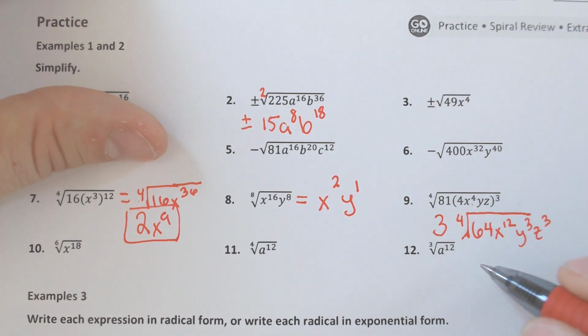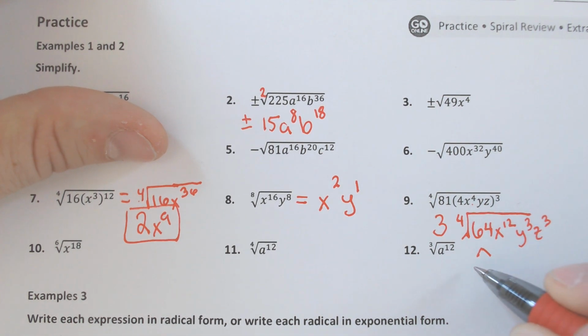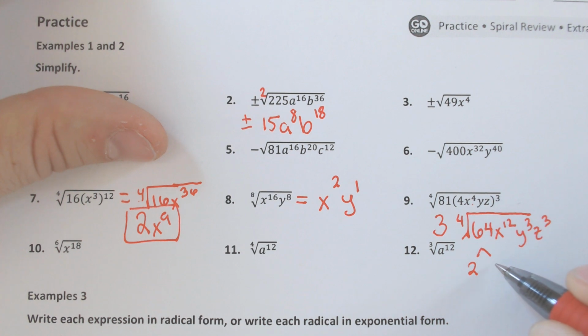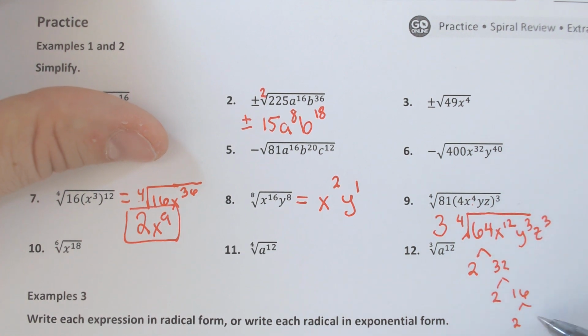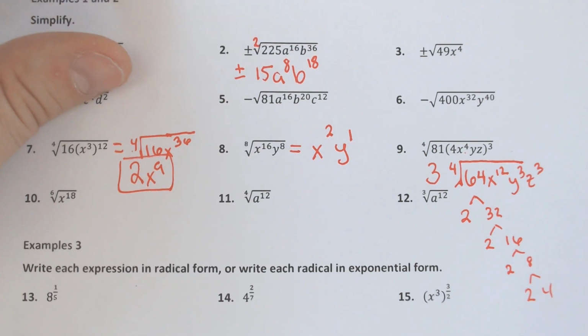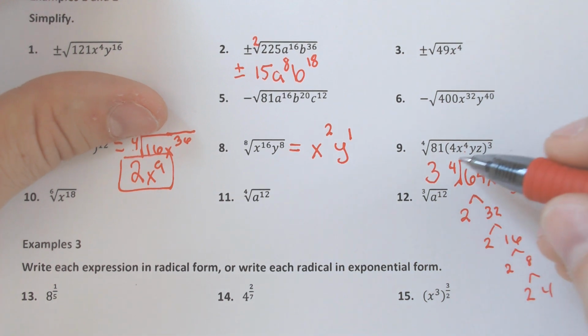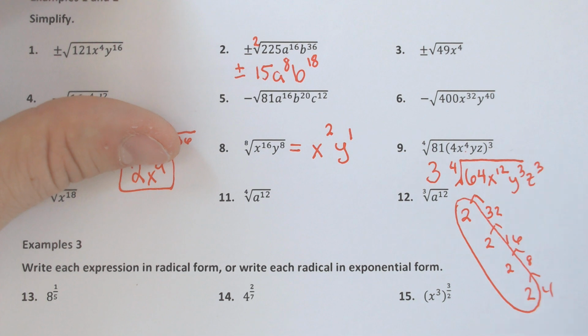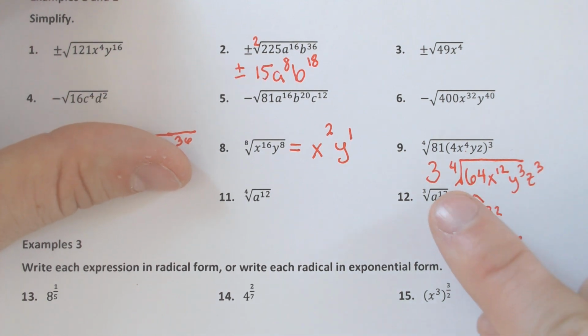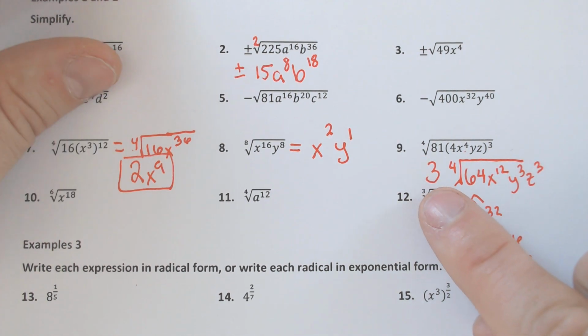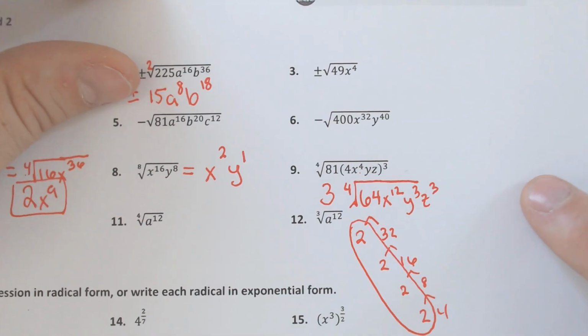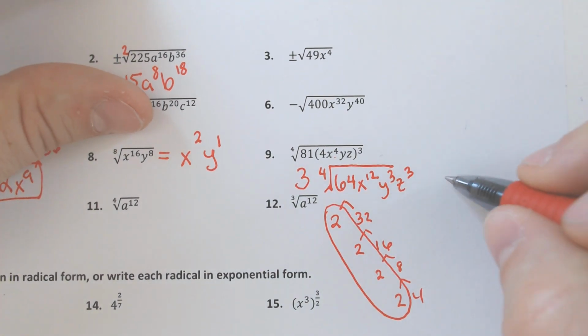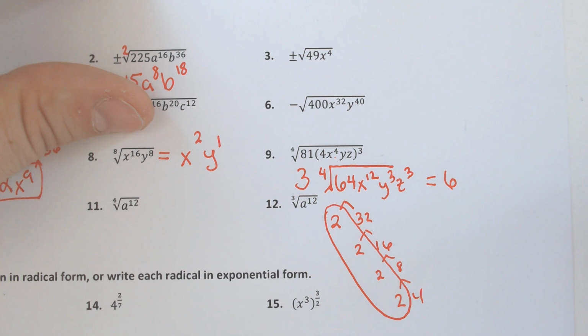But I can break down my 64 into a lot. It'd be 2 and 32, 2 and 16, 2 and 8, and then 2 and 4. So it's a lot. It breaks down into a lot. And I'm looking for 4 of a kind here. I have 1, 2, 3, 4 2s. That number is going to go on the outside and multiply with what's already there. Well, what's already there is a 3. So if I multiply 2 and 3 together, I get 6.